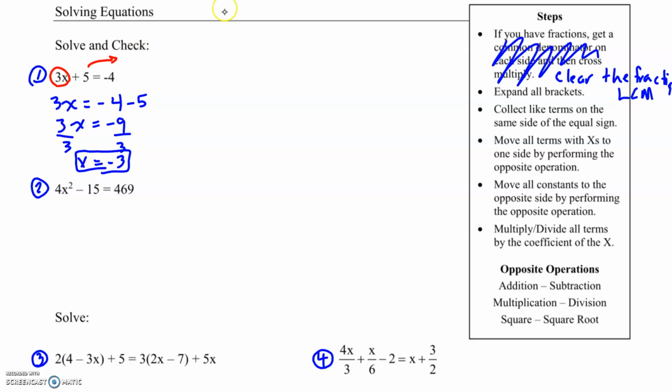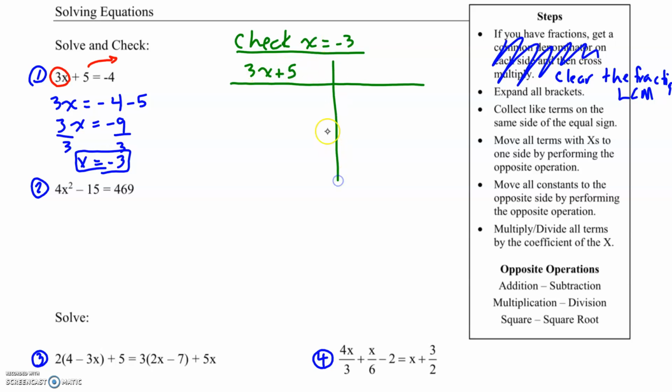Now it also says to solve and check. So let's go ahead and do the check. And what we're doing is we're checking to see, does x equal -3? So to do a check, we're going to make a t-chart. And we're going to have our left side of the equation on one side of the t-chart. So 3x plus 5 is the left side, and the right side is -4. So just a reminder in case you forgot, in 3x plus 5 equals -4, that equal sign is like an imaginary line, and we have a left side and we have a right side. Okay, so that's where we got the 3x plus 5 from.